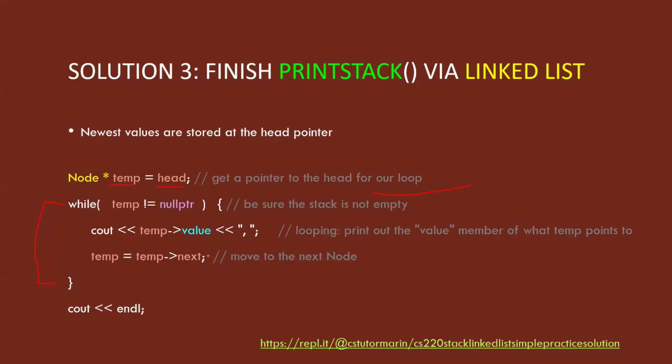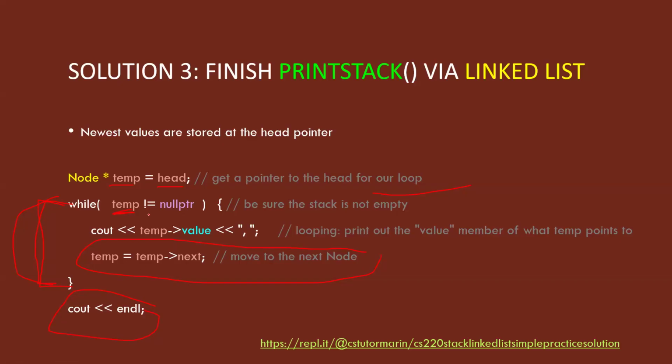And this is the critical part. We got to move to the next thing each time before we loop around. Otherwise, you just print the first thing over and over and over again. And if this is null to start, it's never going to enter the loop, and we're just going to get a silent endl at the bottom.